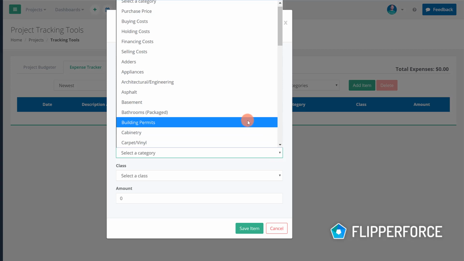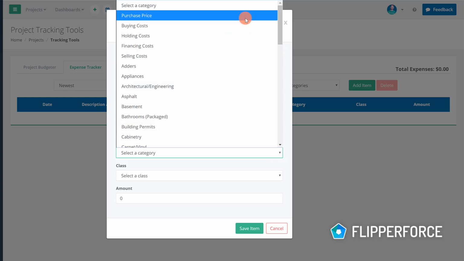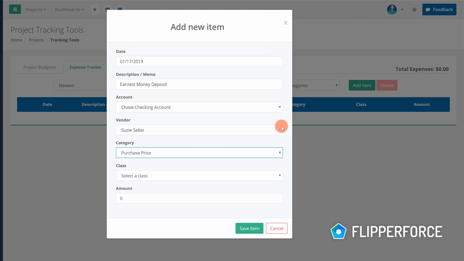The final selection we need to make is the category. So because the earnest money deposit is credited toward the purchase of the property, I'm going to select purchase price from the drop-down menu. And then the last thing we need to enter is the amount of the earnest money deposit, which was $1,000.